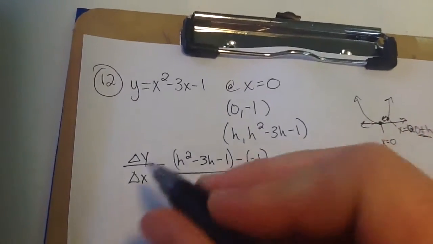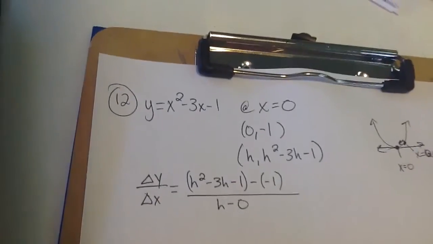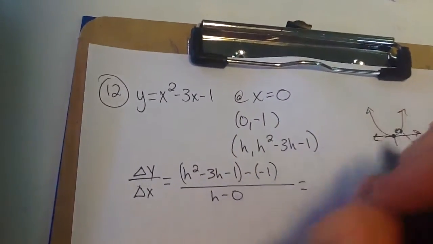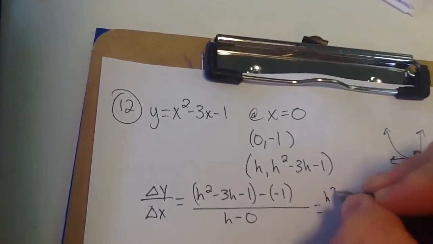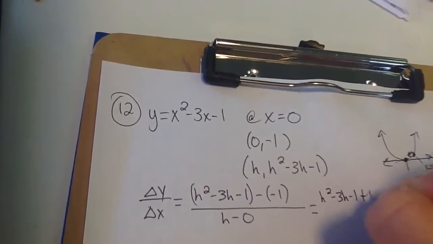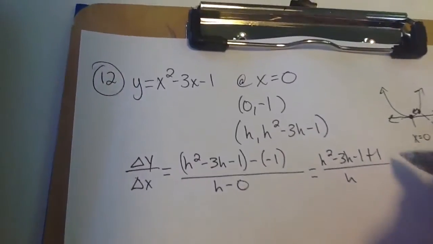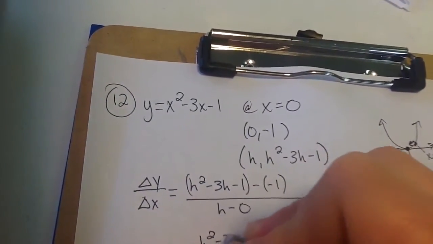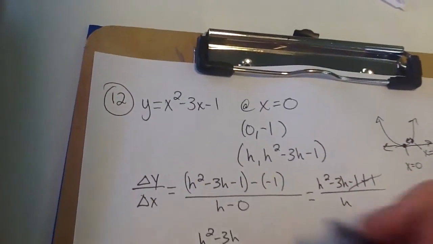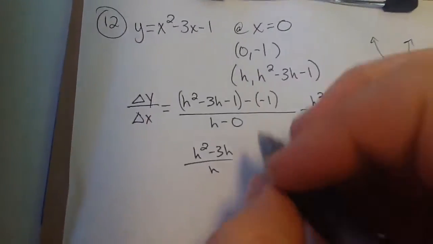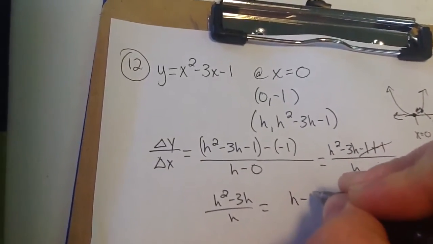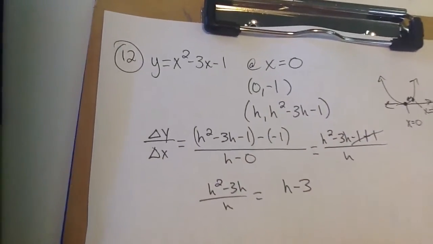Now you just got to simplify this, which sometimes is easy and sometimes is difficult. This one looks pretty easy. Minus a negative 1 is just plus 1, so I have h squared minus 3h minus 1 plus 1 over h. Negative 1 plus 1 is 0, so I got h squared minus 3h over h. Which, factor out an h on the top, cancel an h, and you get h minus 3.